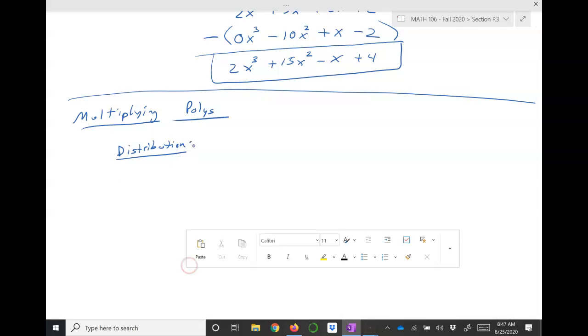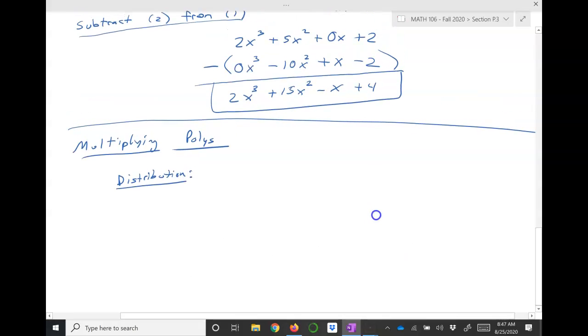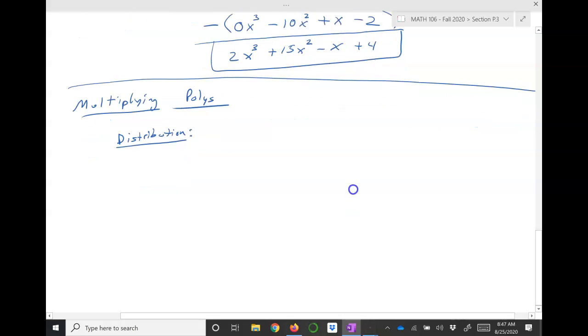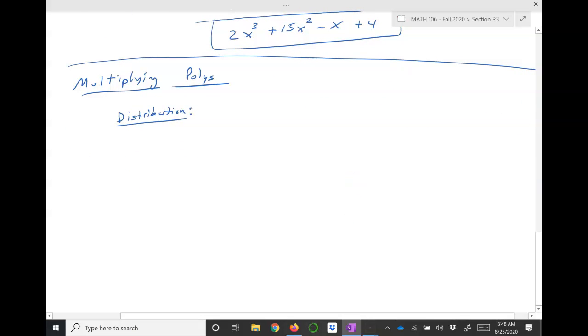And we actually already did that a little bit in the subtraction one, right? We distributed that negative sign in the second polynomial through each term. But it's not just negative signs that can be distributed. So here's an example. So let's say we had 2x squared, and then we're going to multiply that monomial by a quadratic polynomial.